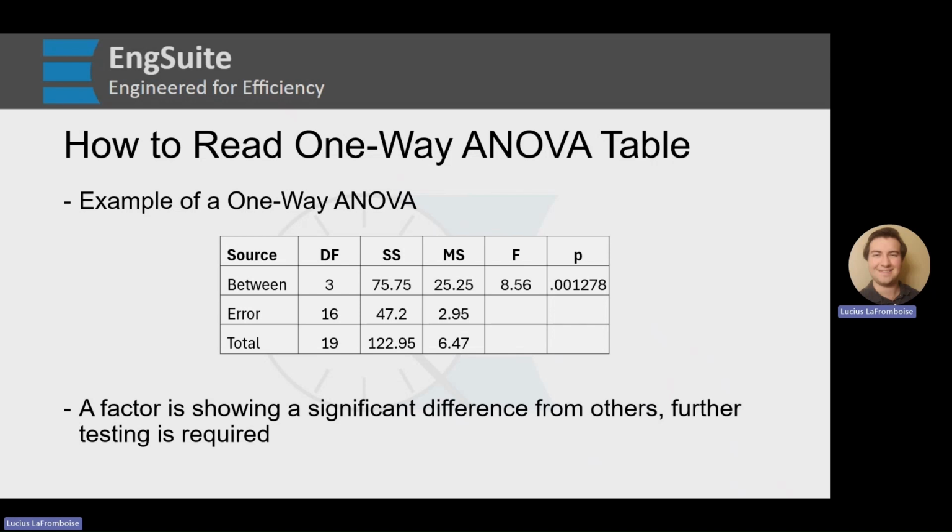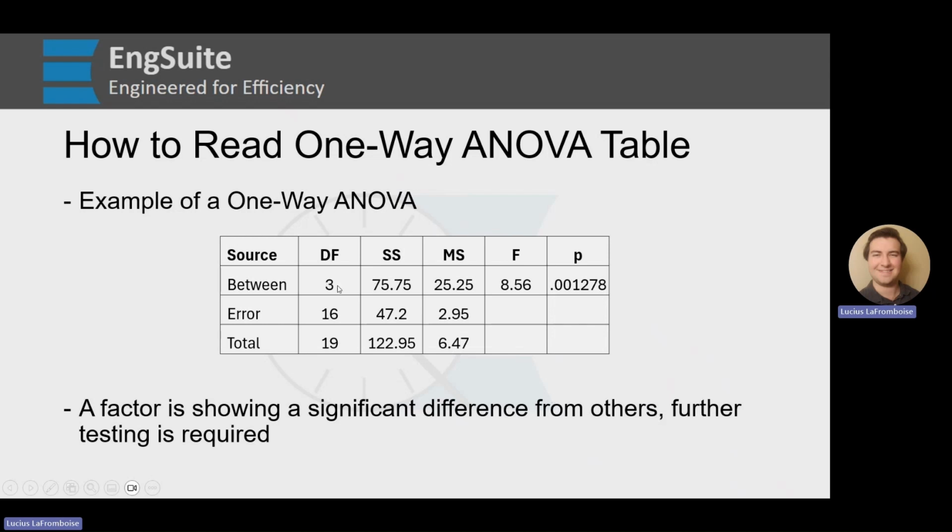What we see here is that in our between, we're going to look at this p-value, and we see our p-value is less than 0.05, which is our critical value. So that means we reject the null hypothesis. The null hypothesis, again, remember, is that there is no significant difference between the groups. So we reject that, which means that one or more groups is showing a significant difference, which means further testing is required. That is the big one here. We don't know which treatment is different.